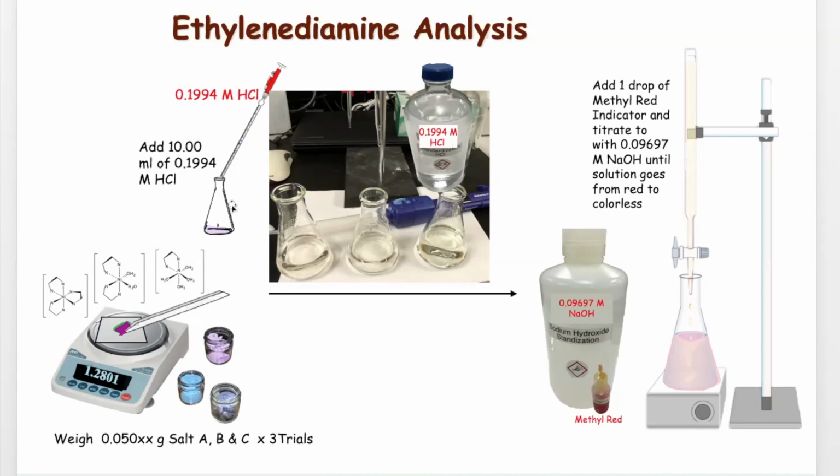You add hydrochloric acid. Notice the color changes automatically. It now looks transparent. And what you guys are going to do is put methyl red indicator, not phenolphthalein, but methyl red, and then you're going to titrate it to the endpoint. So if you know the volume of sodium hydroxide, the sodium hydroxide is 0.09697 molar.